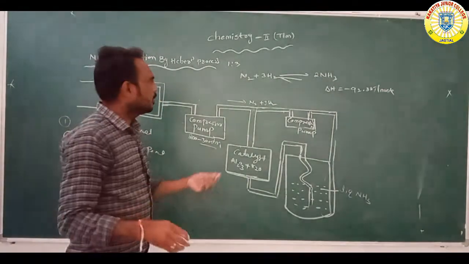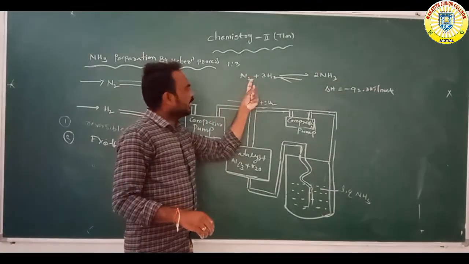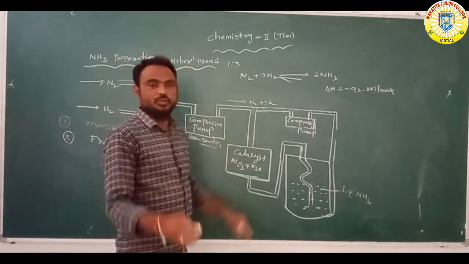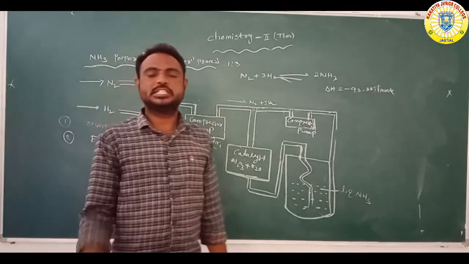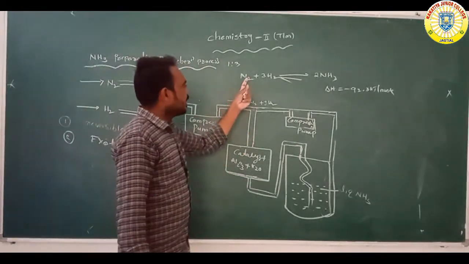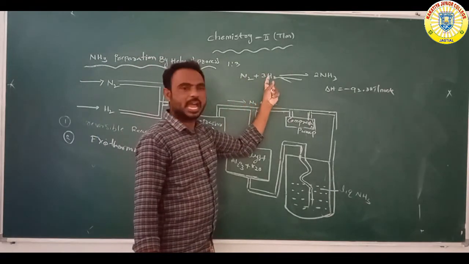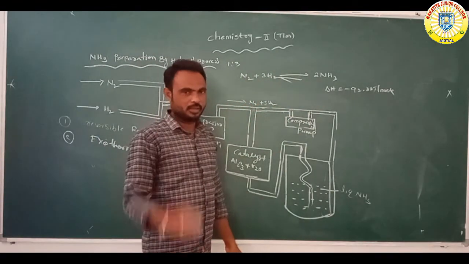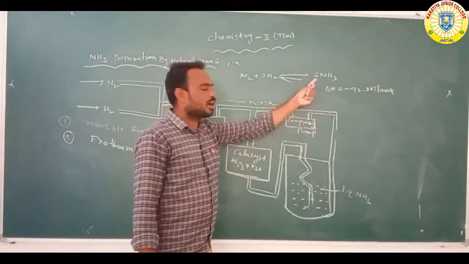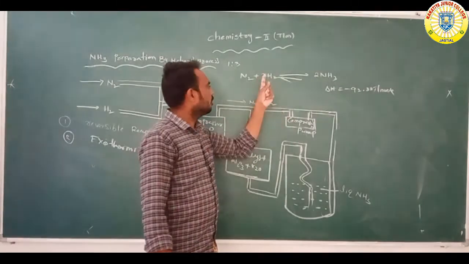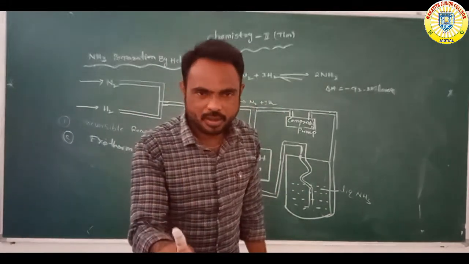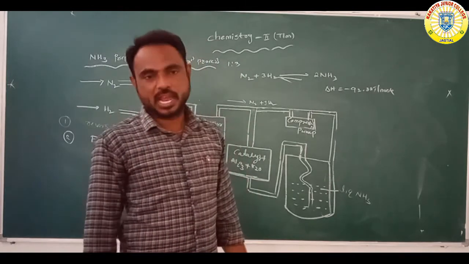Further, it contains two reactions: one forward reaction and one backward reaction. Nitrogen reacts with hydrogen to form ammonia, and that is the forward reaction. When heated, ammonia forms nitrogen and hydrogen, and that reaction is called the backward reaction.